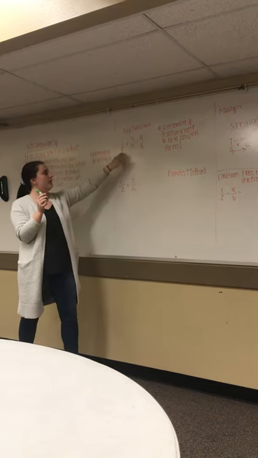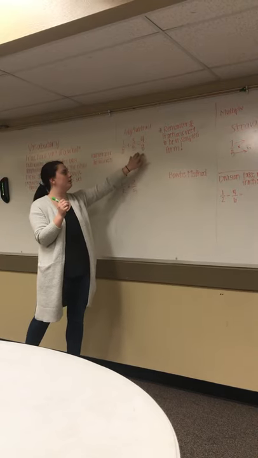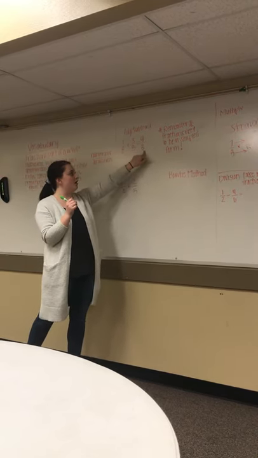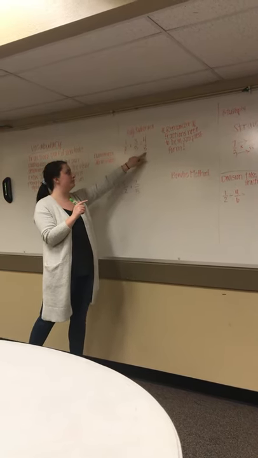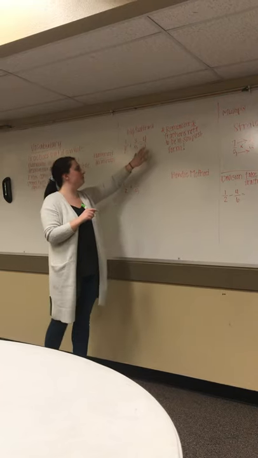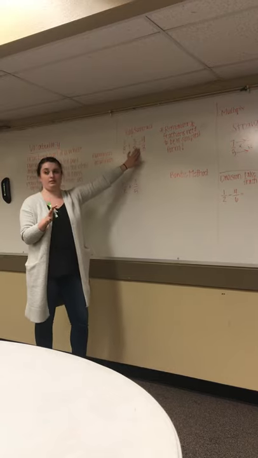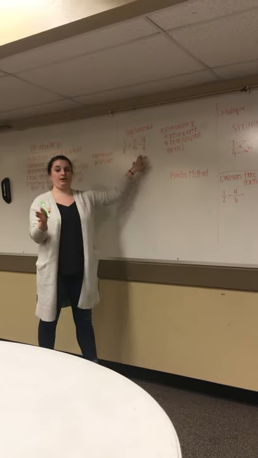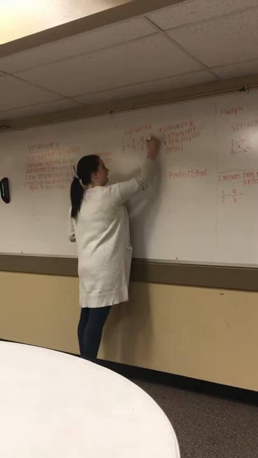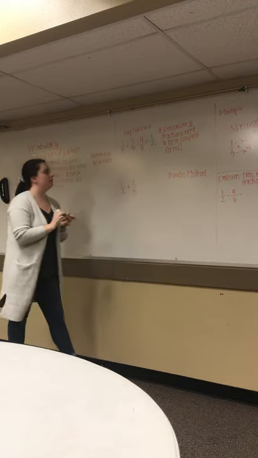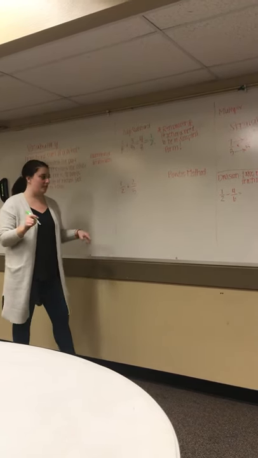Now, when adding and subtracting, when you have a common denominator, so when your denominator is the same, when you solve the problem, your denominator is going to be the same as well. So when we solve the problem, 1/8 plus 3/8, you get 4/8. But can this be simplified? Yes. What can it be simplified to? 1/2. Right.